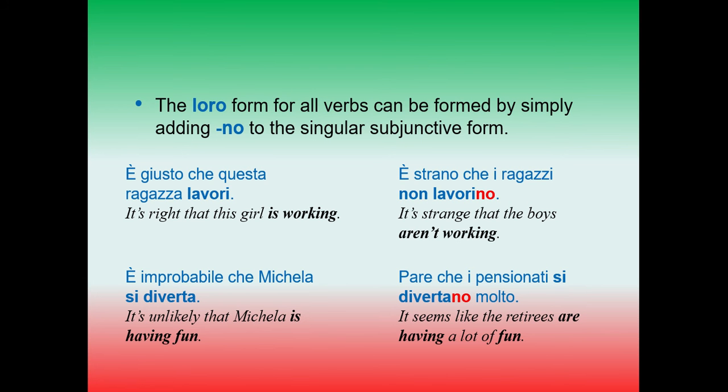Take a look at the sentences below. È giusto che questa ragazza lavori? È strano che i ragazzi non lavorino. È improbabile che Michela si diverta? Pare che i pensionati si divertano molto.